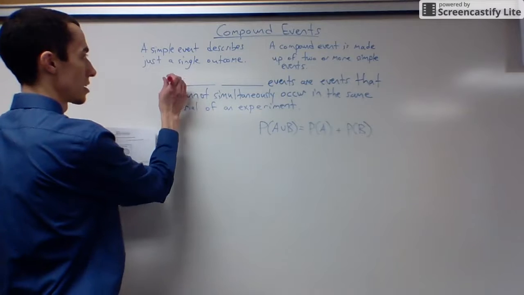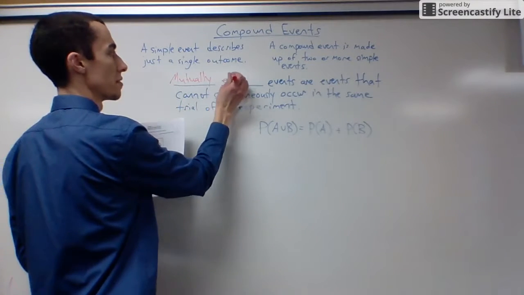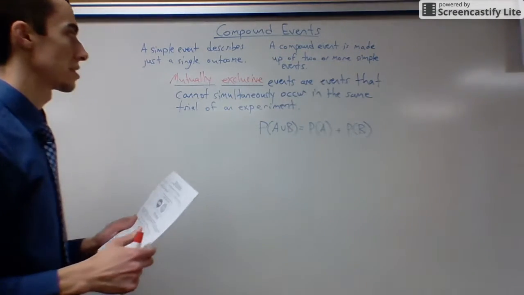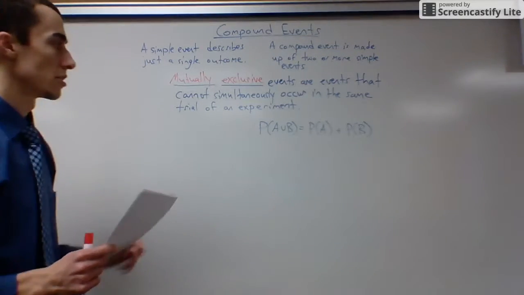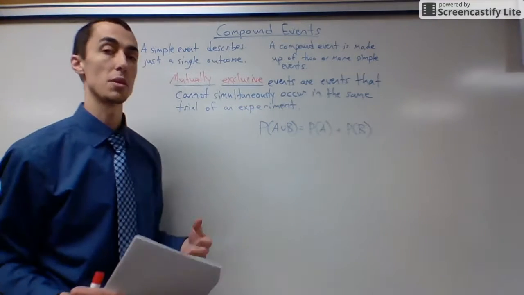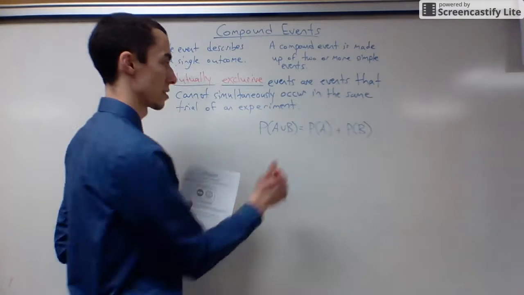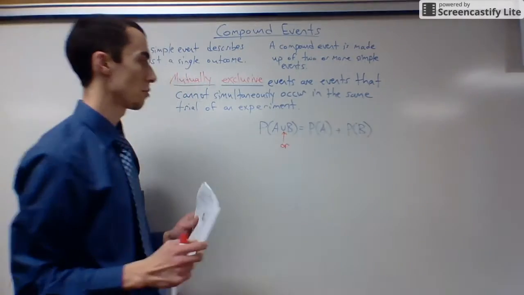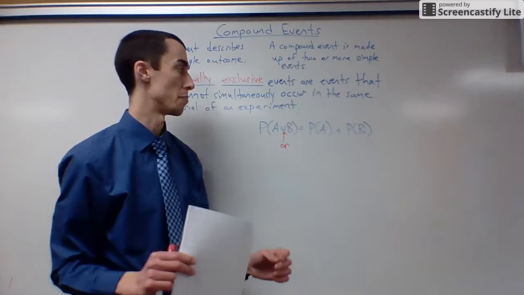The first that I'd like to talk about are mutually exclusive events. These are events that cannot simultaneously occur in the same experiment, or in the same trial of an experiment. So the formula that we use to find the probability of mutually exclusive events is the probability of A or B equals the probability of A plus the probability of B.